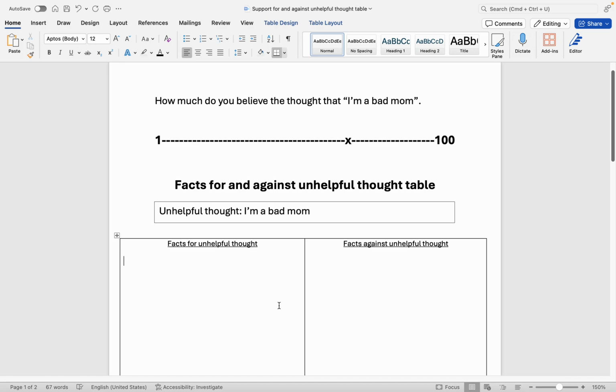But let's say your client says one of the facts for their unhelpful thought is they forgot to pack their child's lunch. Okay. Now, is that a fact? Is that a known fact that if you forget to pack your child's lunch, you're a bad mom? Is that always true? And that's usually what I'll tell them about. And they'll be like, oh, I guess that doesn't necessarily mean that I'm a bad mom, right? What facts do you have that you're a bad mom?